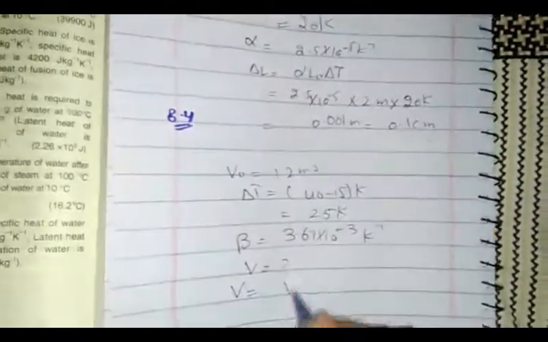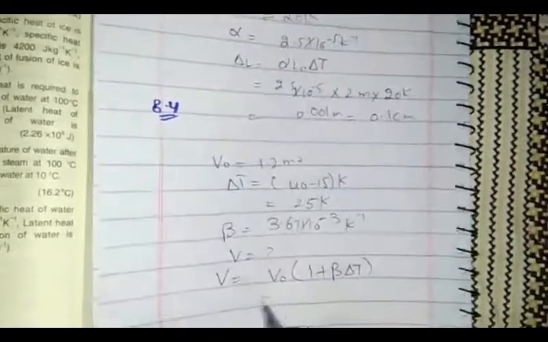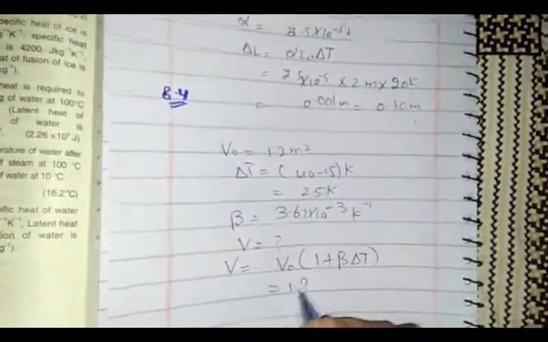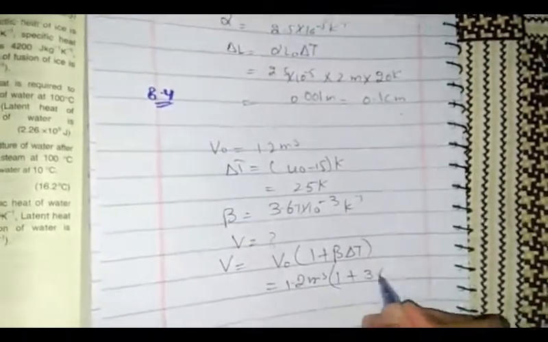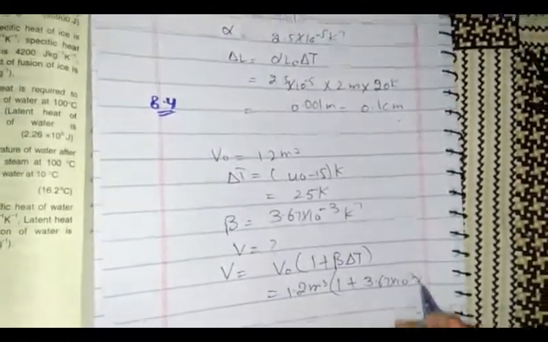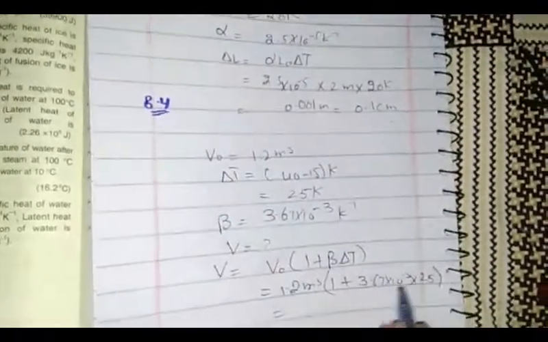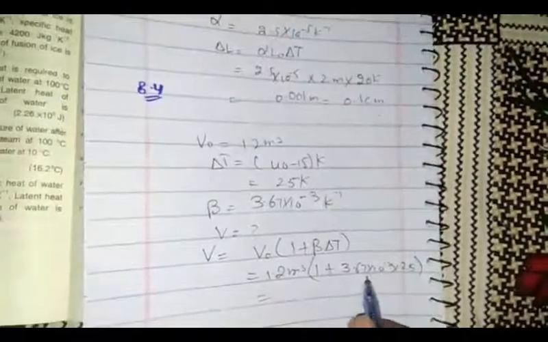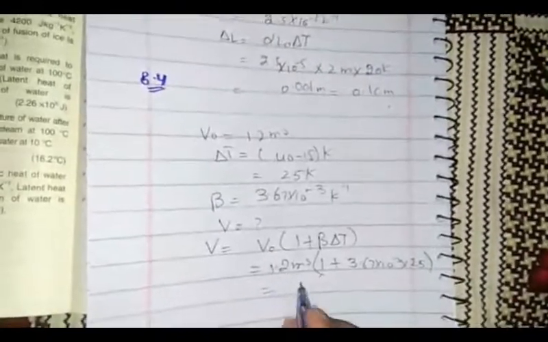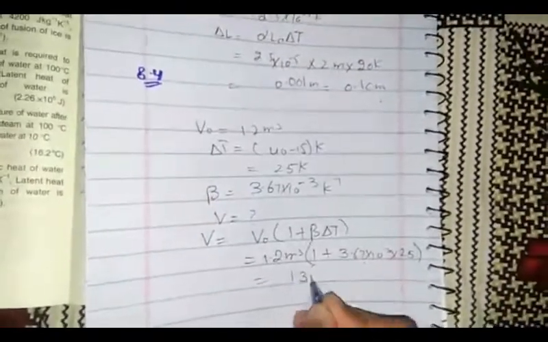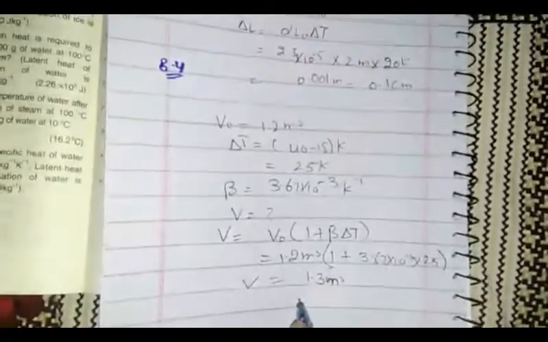Then the formula of the volume is V is equal to V0 into 1 plus beta delta T. By putting the values, V0 is 1.2 meter cube, 1 plus the value of beta, 3.67 into 10 raised to power minus 3, multiplied by delta T, that is 25. Students, first you have to multiply these two numbers, then add 1, and then multiply by 1.2. Our answer becomes 1.3 meter cube. This is the volume at the temperature of 40 degree centigrade.